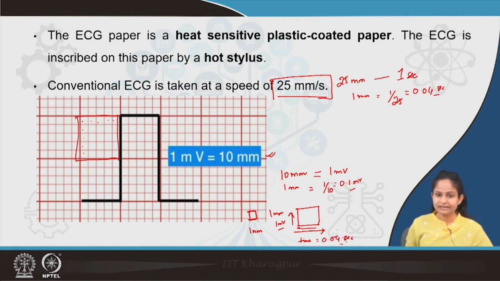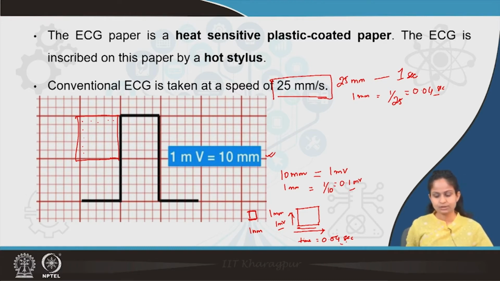Now, these millivolt deflections and these values of time duration, 0.04, are all important for calculating various segments, various intervals, various waves: the P waves, the QRS complexes, the T waves, what is the duration, what is the amplitude, the interval and the segment durations. So, these are very important. We will learn this further in the next lecture when we do interpretation of the ECG.